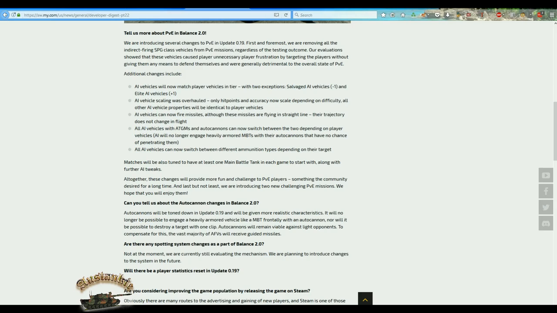The next one is the one that irks me right now, because it says all vehicles that can fire missiles can, although these missiles are flying in a straight line. Okay, that's fair enough. Their trajectory does not change in flight. Well, bullshit. The moment you introduced the missile firers in Patch 19, they tracked you. You'd be backing around a corner and they'd follow you and hit you. Probably not around the corner, but they would curve to keep tracking you as you tried to get around a corner.